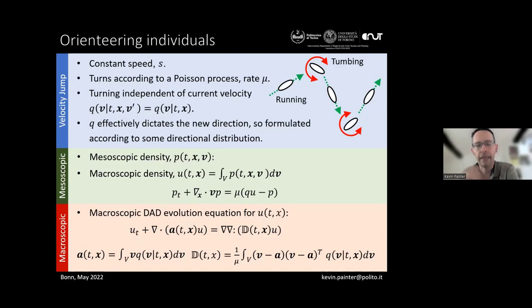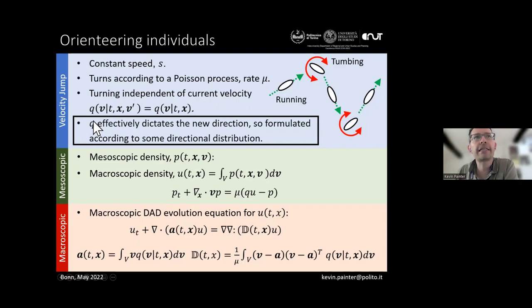But we still need to make decisions. And the key decision is how we're going to choose this Q. And that effectively dictates the new direction. So you're going to need to choose some form of directional distribution. I'm always going to assume that we've got this constant speed S. But our key modeling decision is really in terms of choosing this Q, this directional distribution.